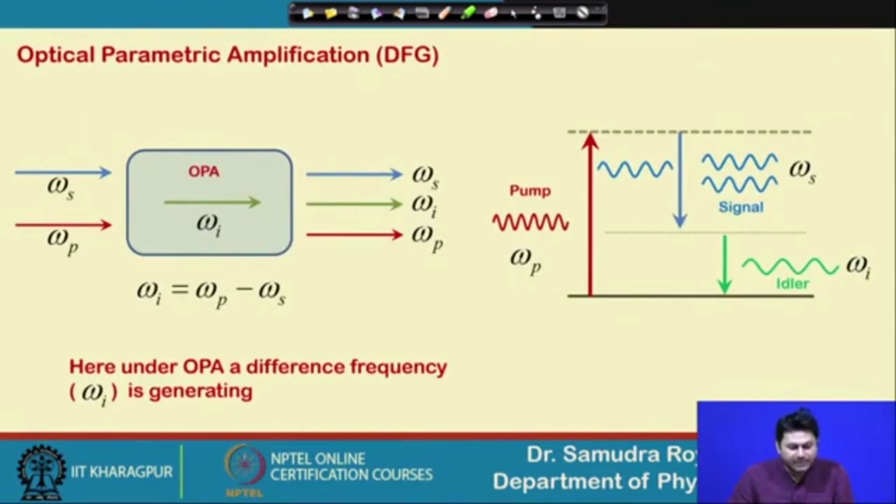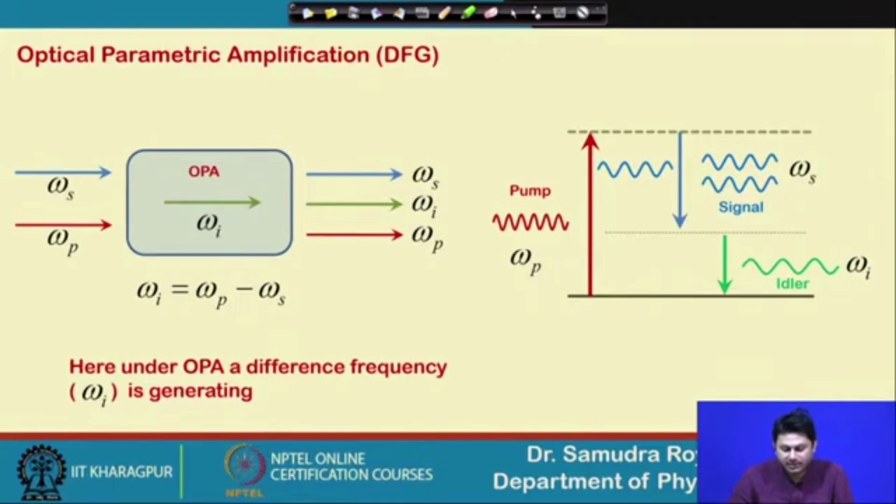Optical parametric amplification for difference frequency generation. Here in this slide DFG suggests difference frequency generation. The process is understood. Omega s and omega p are two input frequencies that we have launched into the system, and because of the optical parametric amplification, three different frequencies can evolve at the output: omega s, omega i and omega p. Here omega i is the difference frequency, namely it is called the idler frequency.